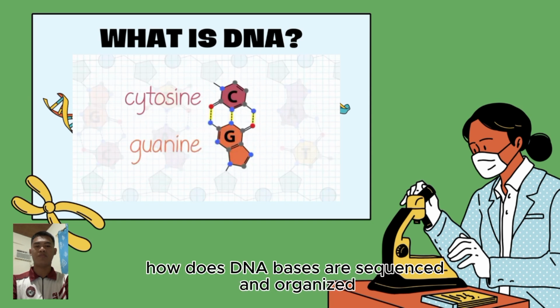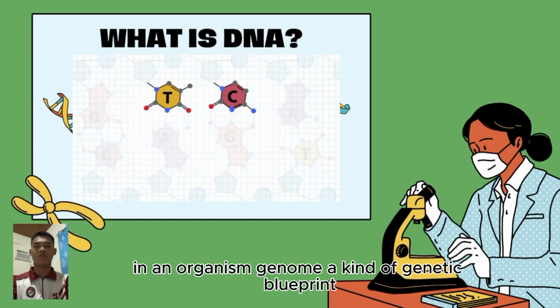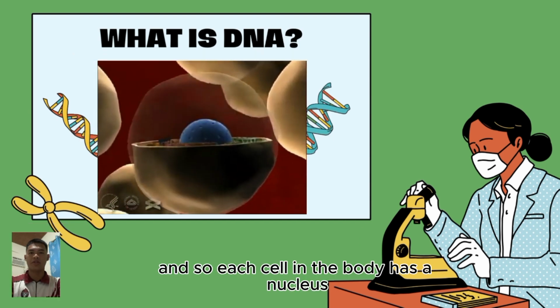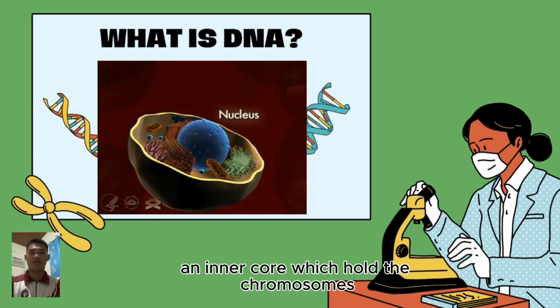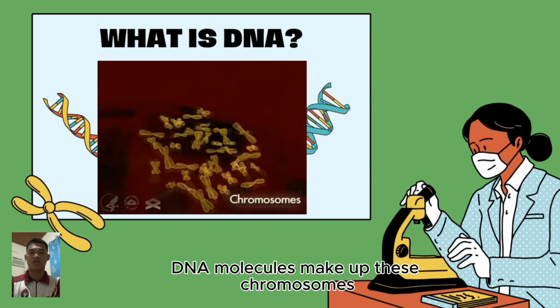How are DNA bases sequenced and organized? In an organism, the genome, a kind of genetic blueprint, provides cells with the information needed to build an organism. Each cell in the body has a nucleus, an inner core, which holds the chromosomes. DNA molecules make up these chromosomes.